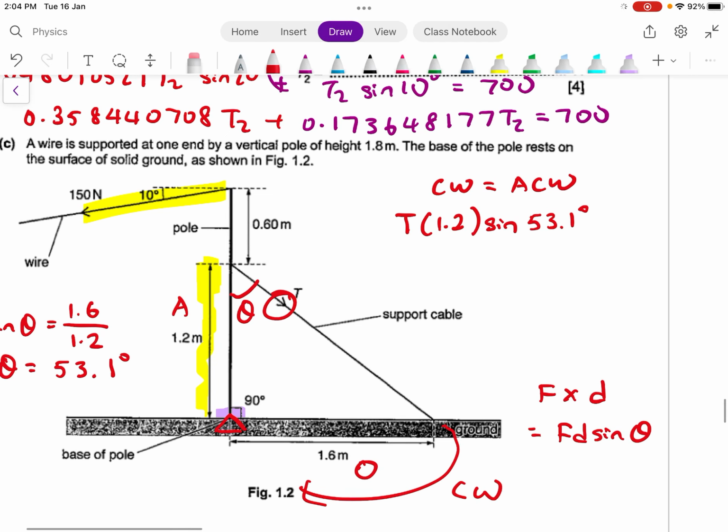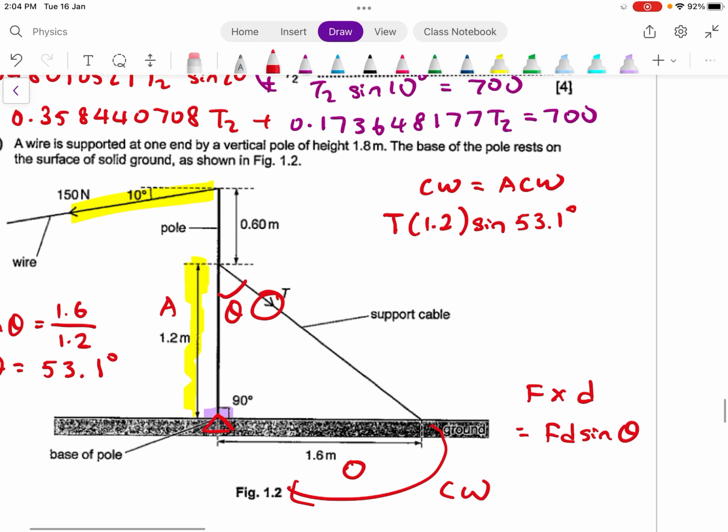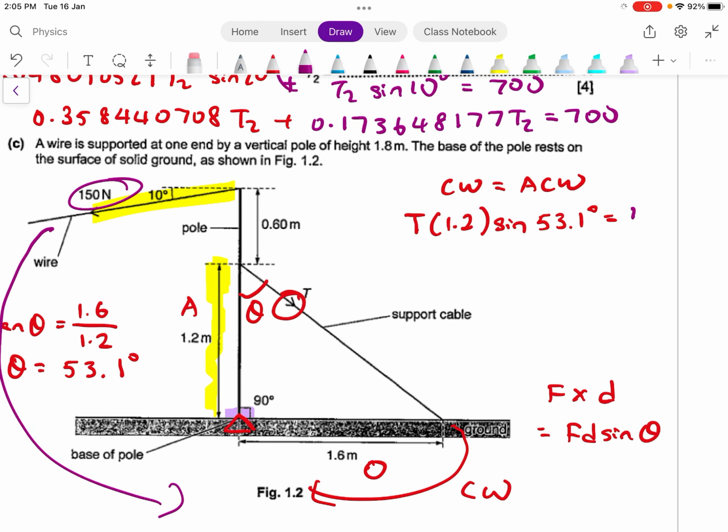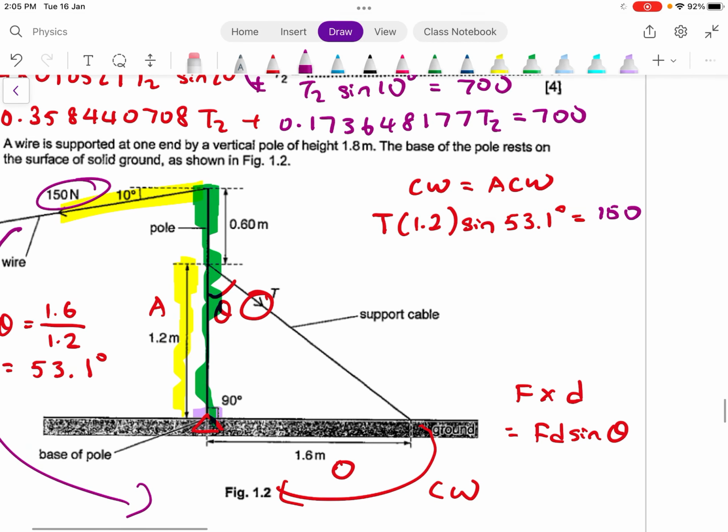Okay, what about the anti-clockwise moment? So now I already know my clockwise moment, right? In terms of T. So my anti-clockwise moment is the 150 one. So this one is the 150 because you look at this, right? It's causing an ACW. Okay, so let's write down the anti-clockwise moment, 150. So this is the force. Then the distance is from here, all the way to here. So meaning 1.2 plus 0.6, about 1.8. So this is 1.8.